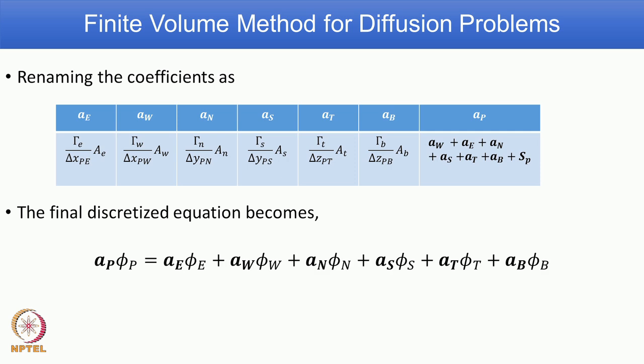So, the final discretized equation becomes A_P phi_P equal to A_E phi_E plus A_W phi_W plus A_N phi_N plus A_S phi_S plus A_T phi_T plus A_B phi_B. Source term is not there, source term is already included in phi_P. Okay. Now, you can imagine how it will be while writing code or solving a 3D problem. We have so many coefficients to be evaluated, and we will see how to handle them with ease in future classes.